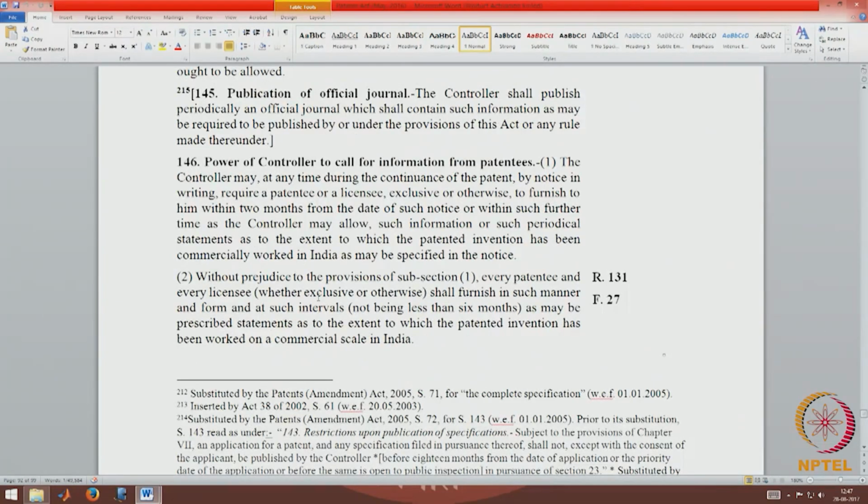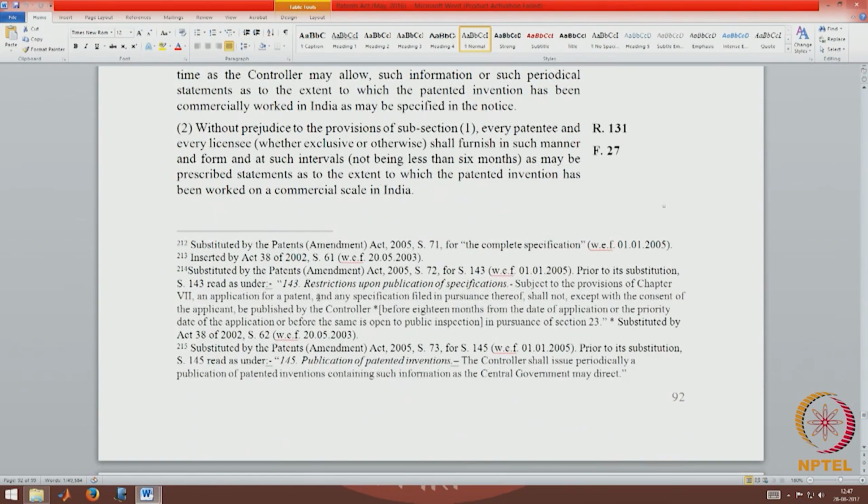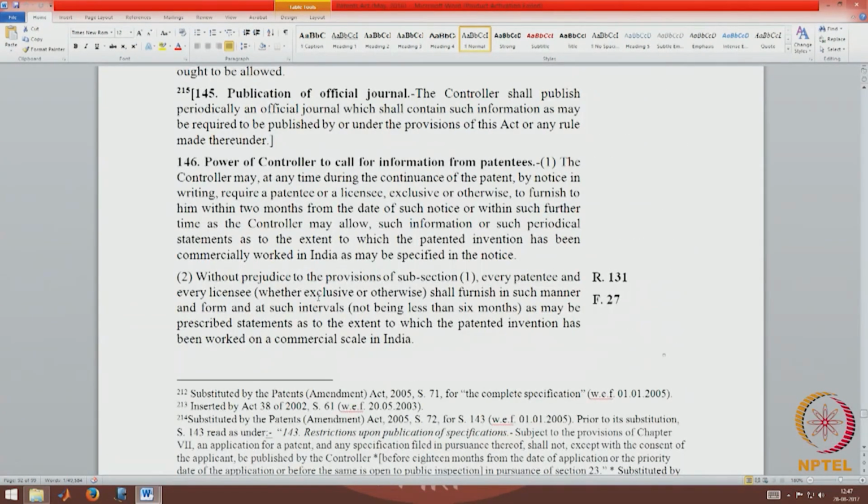Now, 146 deals with the power of the controller to call information from patentees. The controller has the power. There is a provision where the patentee has to file working statements using Form 27. Working statement requires the patentee to disclose to the Patent Office whether the invention is being worked, or if it is not being worked, the reasons why the patent is not being worked. These are timely statements, which have to be filed before the Patent Office using Form 27.